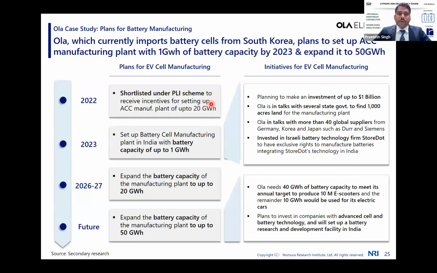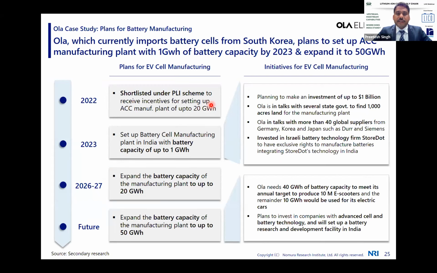Now moving on, if you look at the plans disclosed by these companies, for example, Ola Electric has been working on capacity building of 1 gigawatt-hour in 2023, then moving to 20 gigawatt-hour in 26 and 27, and in the very long future, they also think about a 50 gigawatt-hour battery plant.